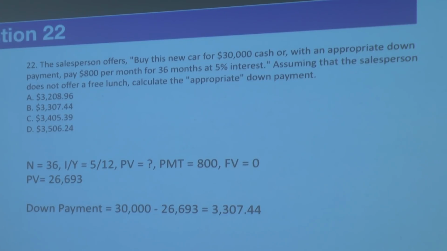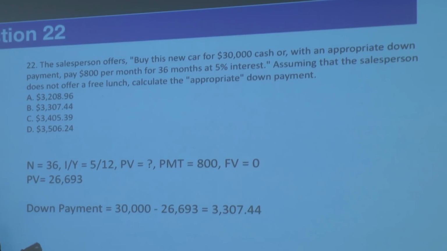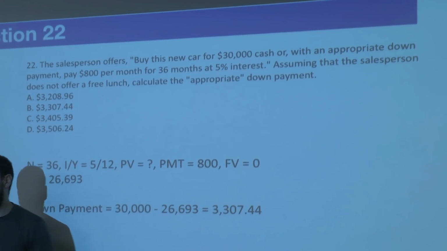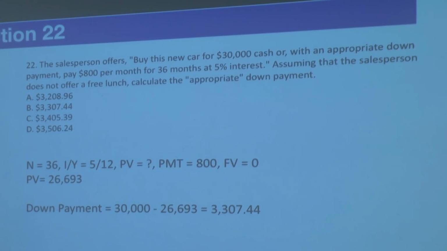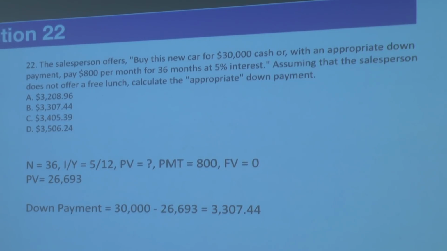We know that since the salesperson does not offer a free lunch, meaning it cannot turn out to be more convenient than paying cash, it means that the present value of both the down payment and the payment plan must be equal to the value of the car. So $30,000 is the present value of the pay-immediately option. You subtract the value that we just computed for the payment plan. Whatever is left is the amount that you need to pay as a down payment.